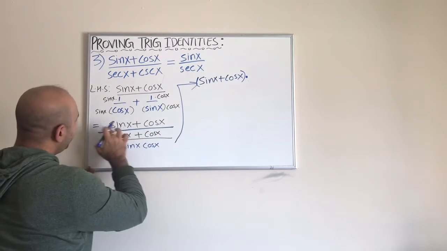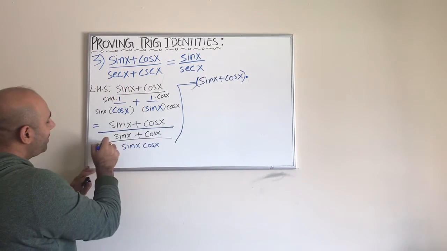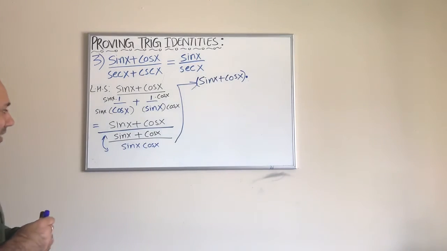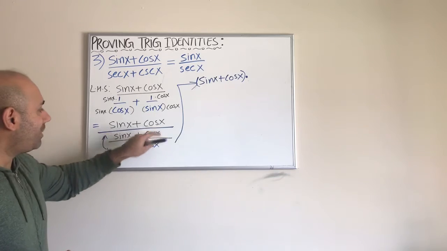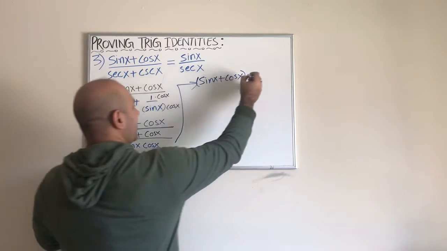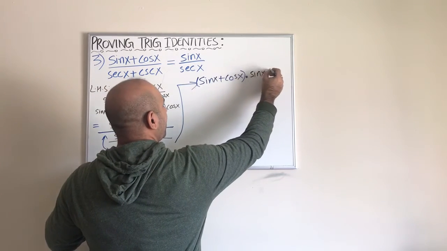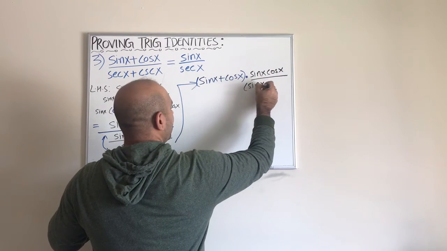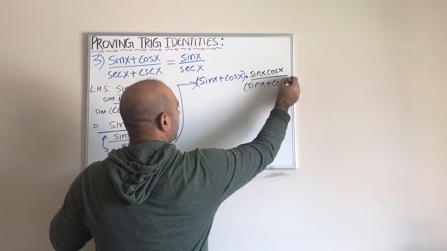When you change this big division into multiplication, you already know what's going to happen with these. These are going to switch, right? These are going to reciprocate when you change this division to multiplication. So it's going to look like this, times sine x cosine x divided by, and let me put that in parentheses as well, sine x plus cosine x.